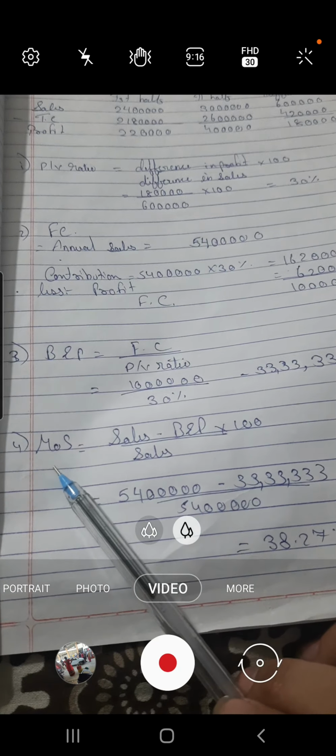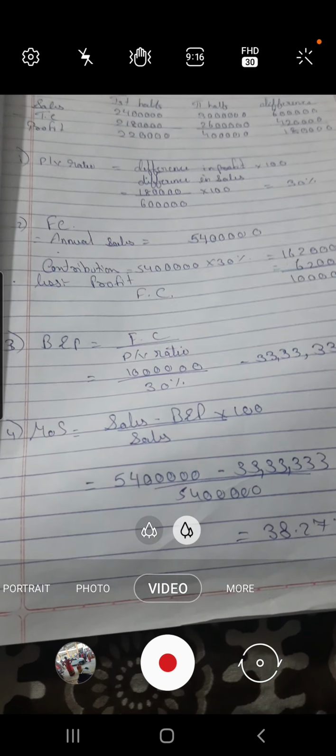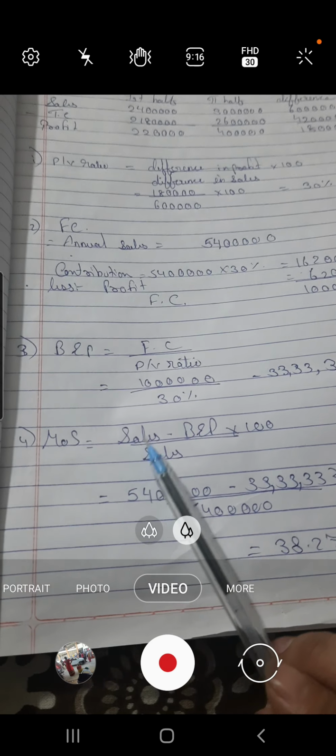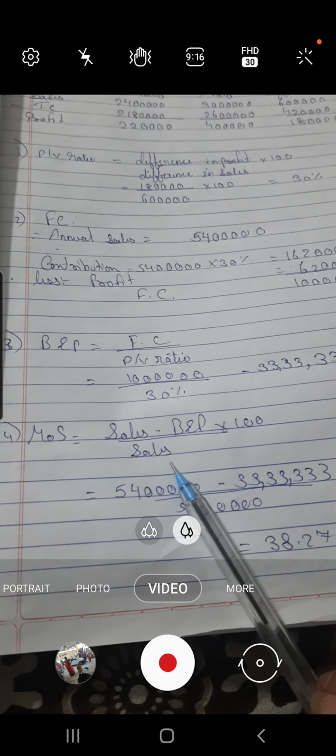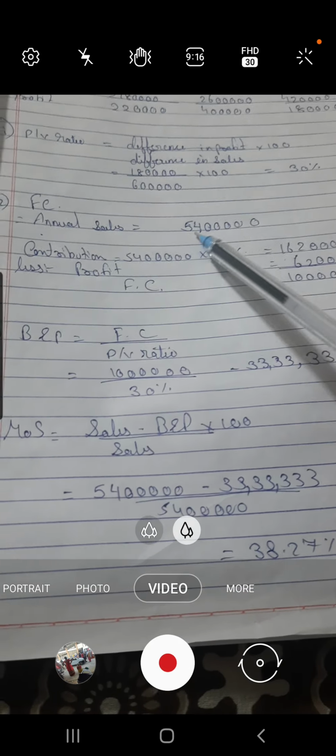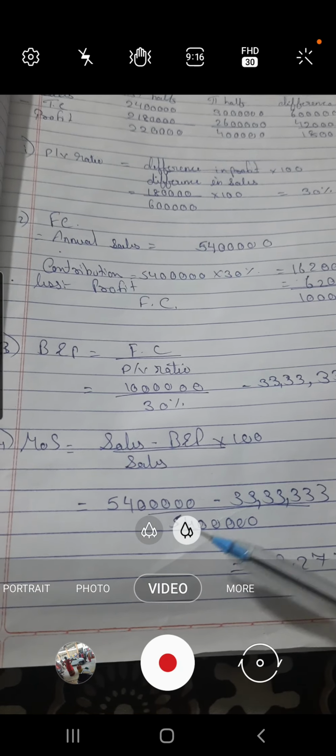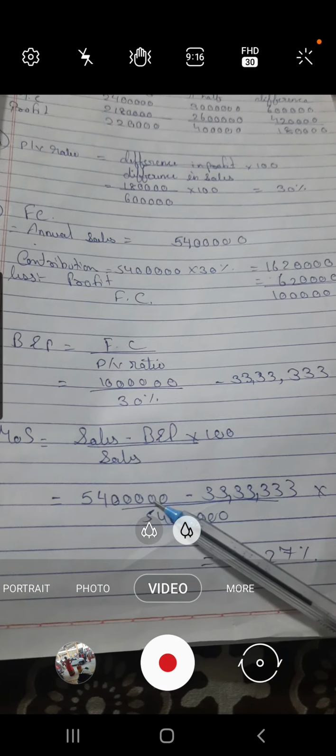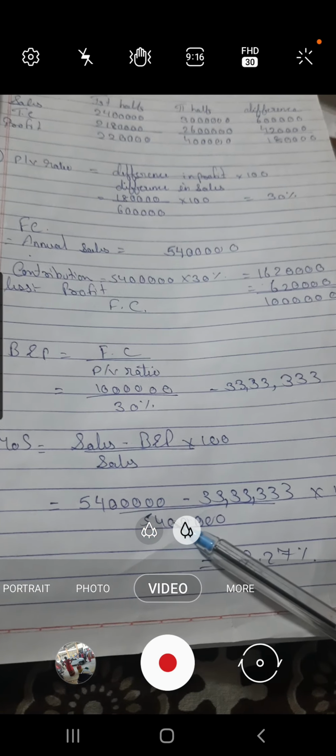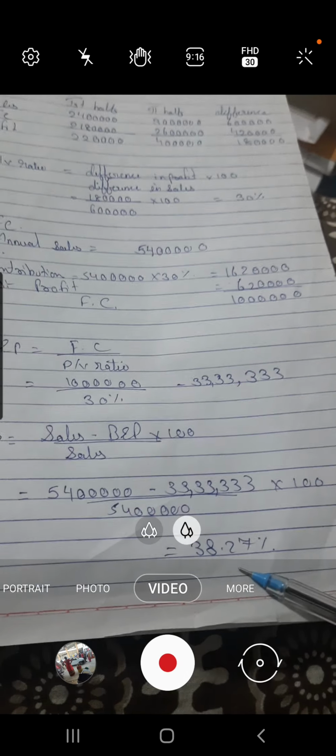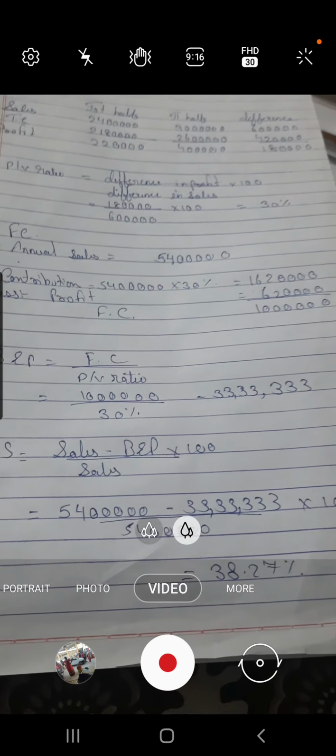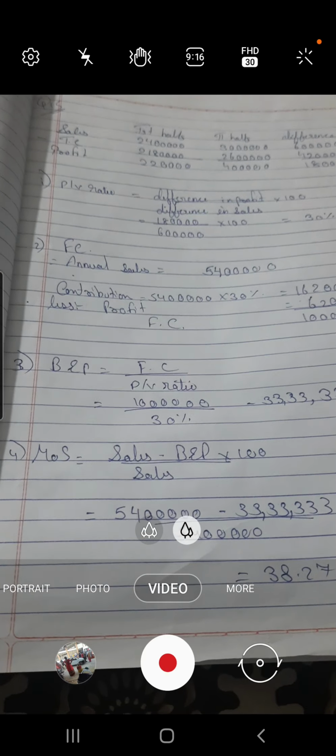The fourth one is margin of safety, and for margin of safety as a percentage of sales, we have the formula which says sales minus BEP divided by sales into 100. What's the actual sales value? Here it is 54 lakh. What is the break-even point? It is 33 lakh 33,333, divided by again the sales value into 100. We will get the answer as 38.27% for the margin of safety as a percentage of sales.